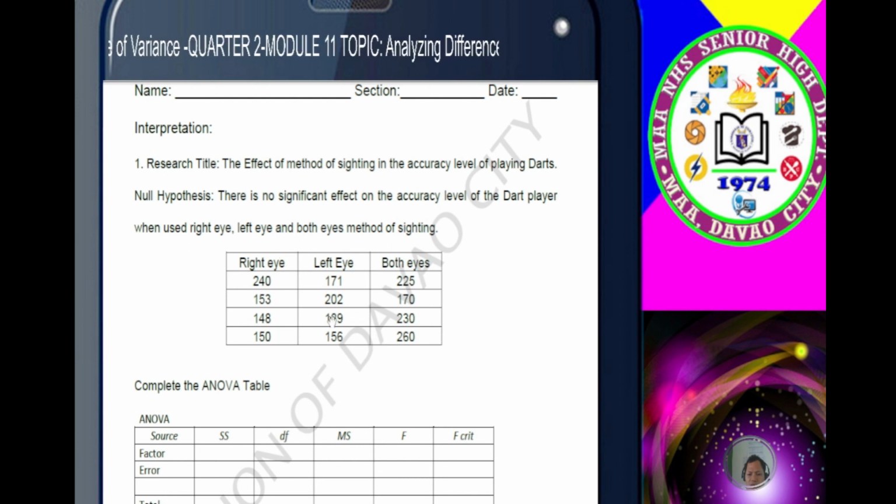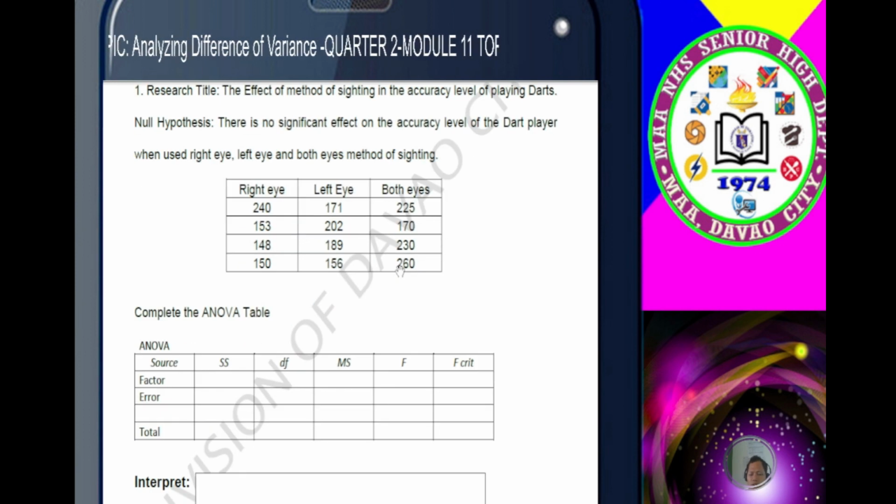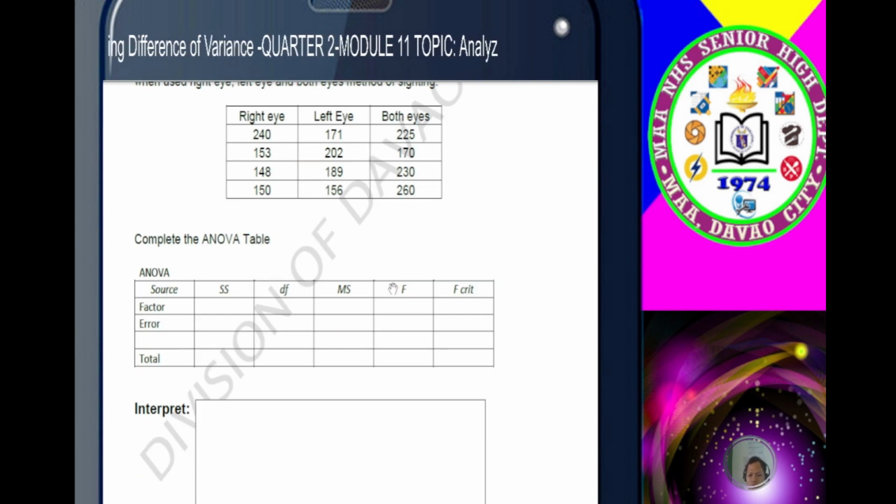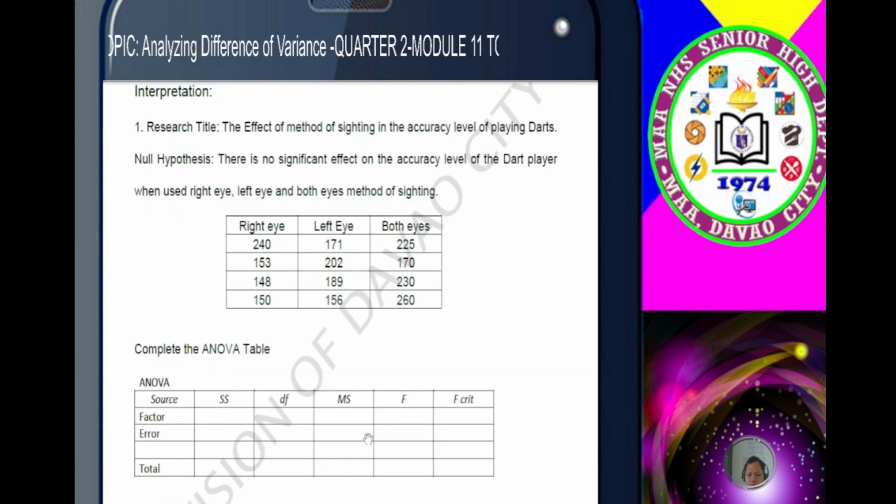So we have this data here. You can set this up again in Excel, then save it as CSV, and you can run it in JAS software. Same procedure here: you will follow the manual computation, and you can check it using the JAS software if your answer is correct. I'll give you time to compute. Okay, so let's check your work.